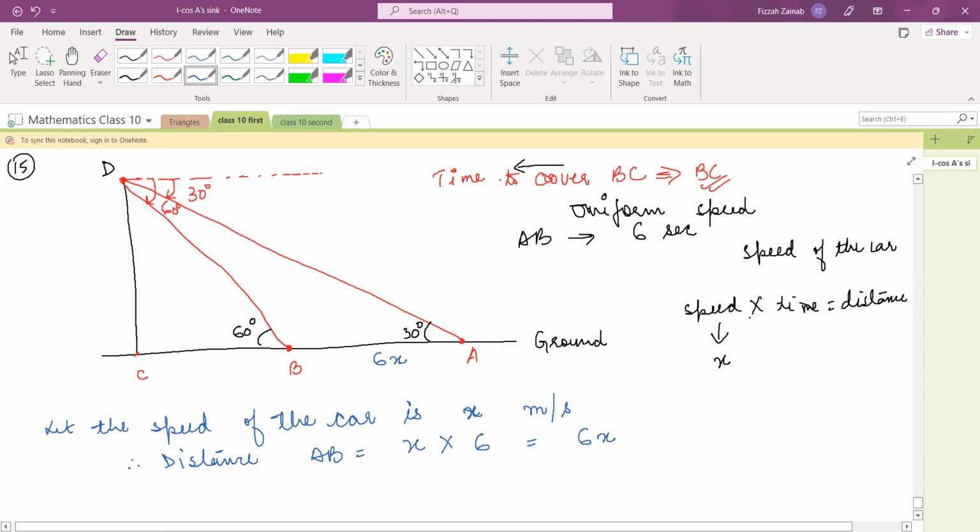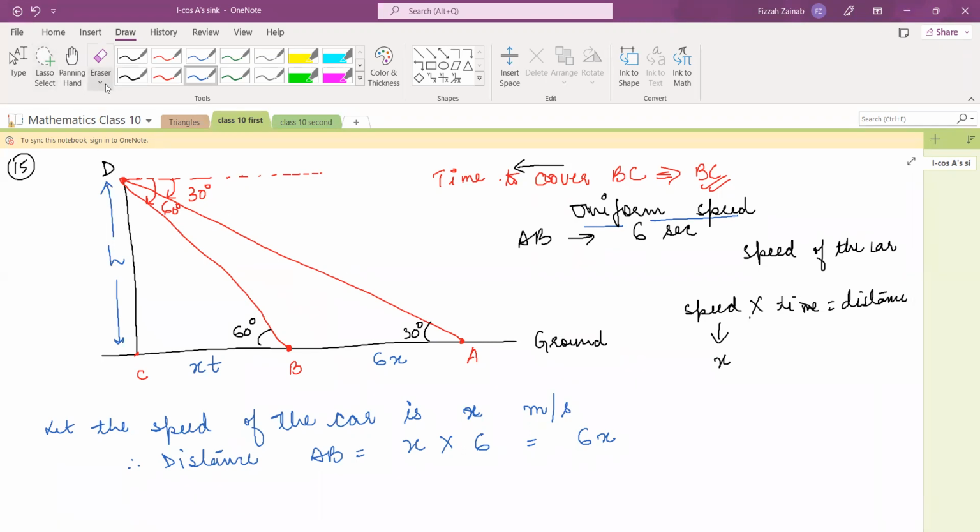Now from B to C, I don't know how much time is taken, that I don't know, but speed will remain same. Understood? Uniform speed. That means if the speed was x here, the speed is also x here. So it will be x multiplied by time, which I don't know. So I call it x into t. Any problem? Right, Martin? Okay. And also the height, I don't know. So let me call it h. The height of the tower also, let us assume. Now let's see what we can do in this problem.